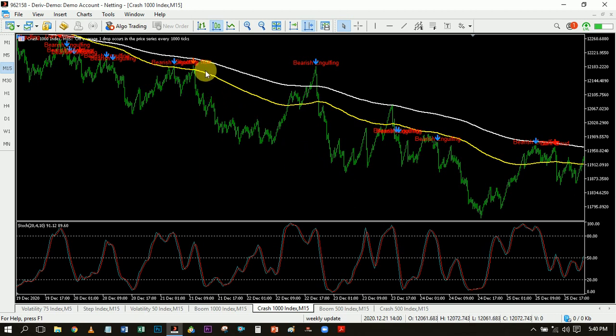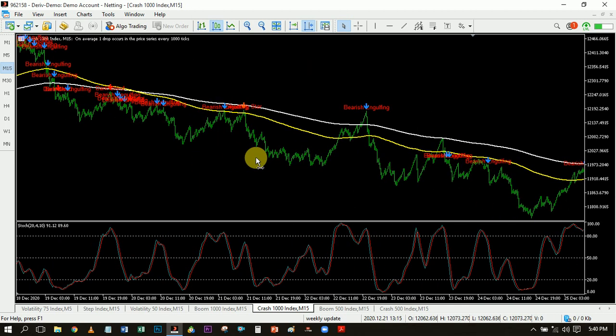It means since you are in a downtrend, you're looking for trades that are in the direction of the downtrend. That is, you're looking for sell signals. Do you get that?